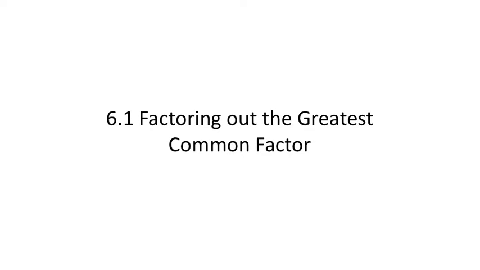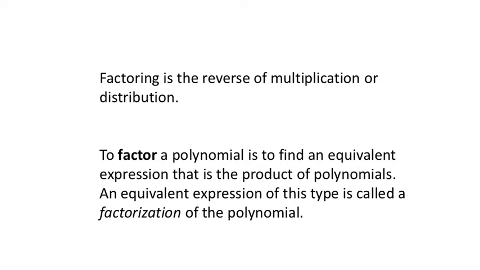And we got 6.1 here, factoring out the greatest common factor. And remember, we talked a little bit about this last time, but factoring is kind of the opposite of distribution. It's not the opposite of multiplication necessarily, it's the opposite of distribution. So we're looking at, I guess, multiplication with many terms, not just one. Because then the opposite of multiplication is just division, okay?